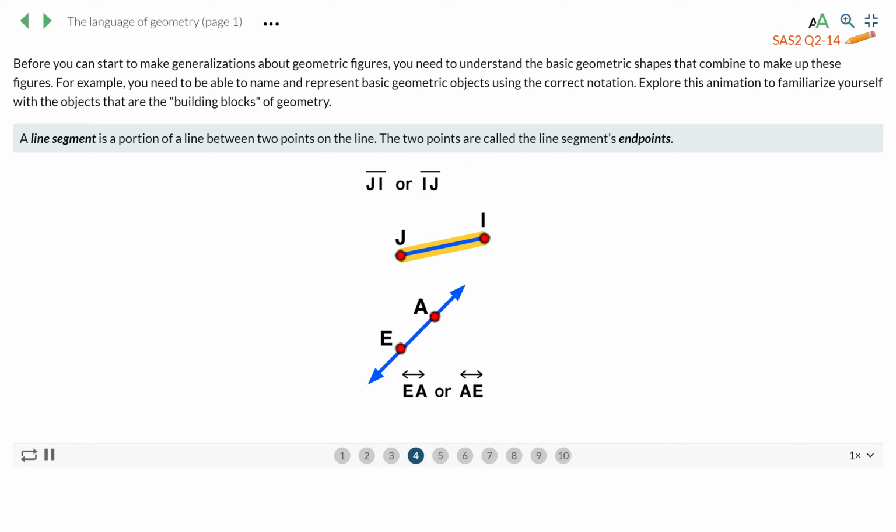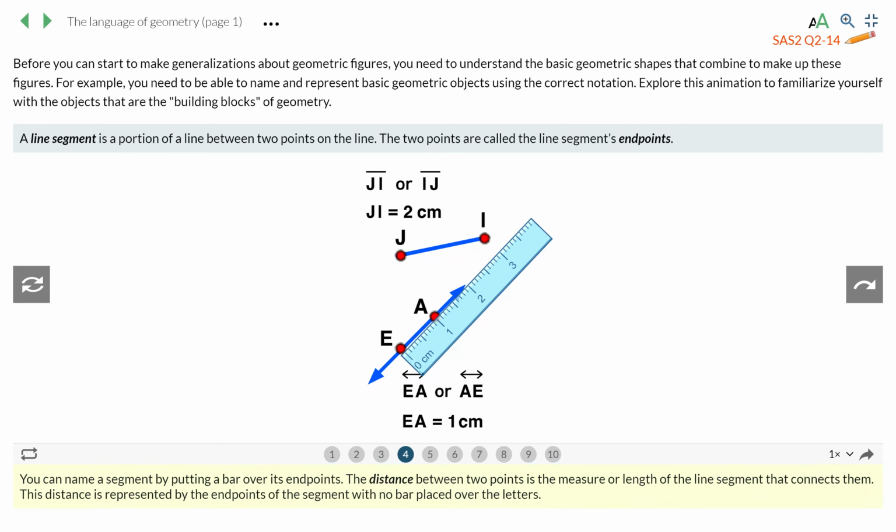A line segment is a portion of a line between 2 points on the line. The 2 points are called the line segment's endpoints. You can name a segment by putting a bar over its endpoints. The distance between 2 points is the measure or length of the line segment that connects them. The distance is represented by the endpoints of the segment with no bar placed over the letters, like you see in the examples.